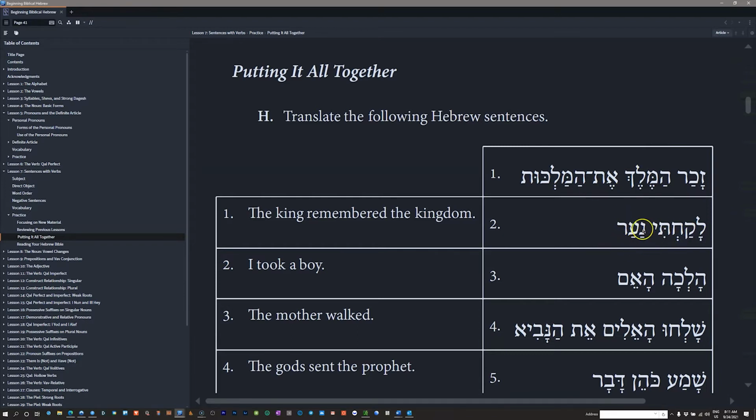But here, obviously na'ar is not the subject because na'ar would not take a 1CS verb. A boy would be third person. He took. But this isn't "he took," this is "I took." So na'ar can't be the subject because it doesn't agree in gender and number with the verb. We also talked about agreement in that earlier video.